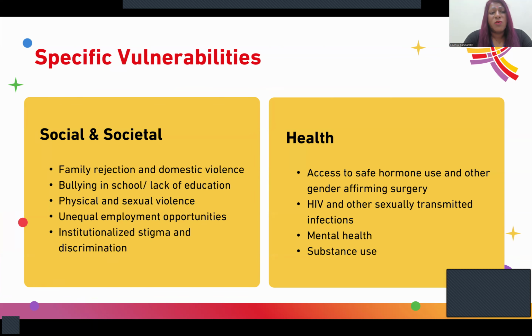Trans people are much more vulnerable compared to other key populations due to their visibility. As a result, they face family and society rejection, bullying and violence at home, school, or anywhere. They are also vulnerable to health disparities in terms of access to safe hormones, gender-affirming services, HIV, STIs, mental health, and substance use. Understanding these challenges is crucial for creating effective HIV prevention and treatment programs for transgender communities.